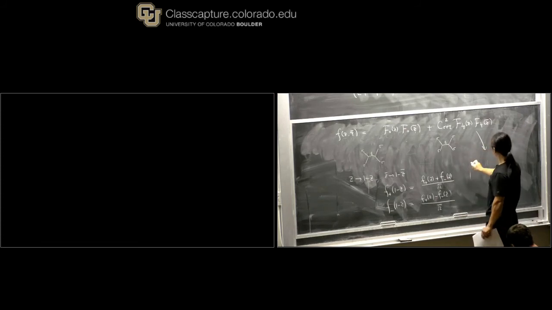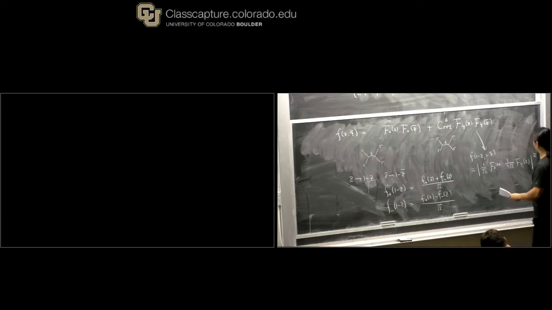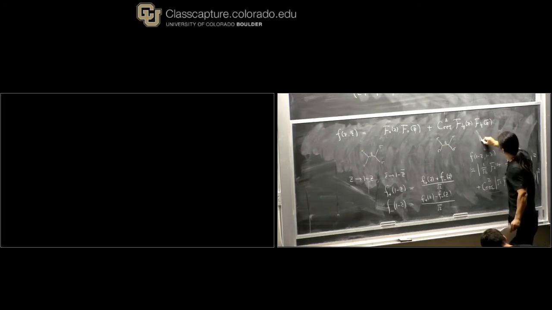You'll find that if you plug this in, f of z and z bar would be equal to 1 over square root 2 f 0 plus of z, plus 1 over 2 square root 2 f 1 half of z mod squared. Here I'm using notation where I think of z bar as the complex conjugate of z, which is true for a Euclidean four-point function. Plus C sigma sigma epsilon squared times square root of 2 f 0 of z minus 1 over square root 2 f 1 half of z squared. Okay? The crossing equation says that these two things have to be equal. This is the crossing equation.